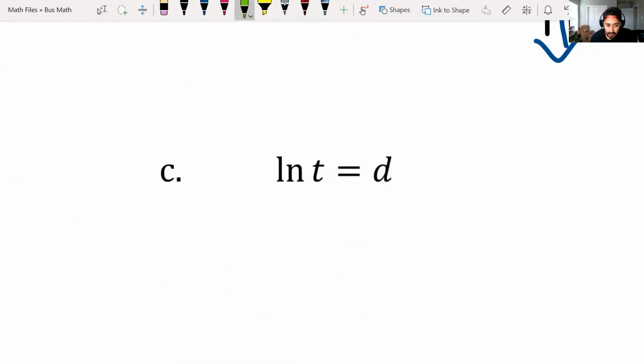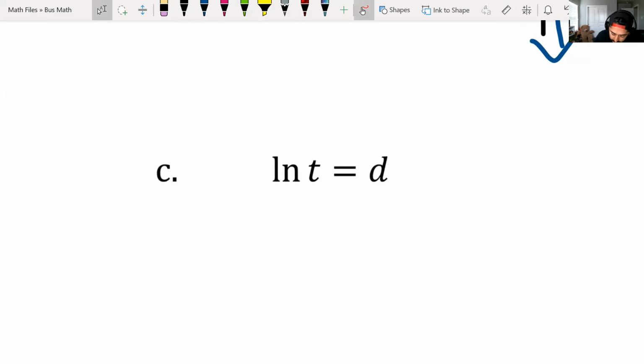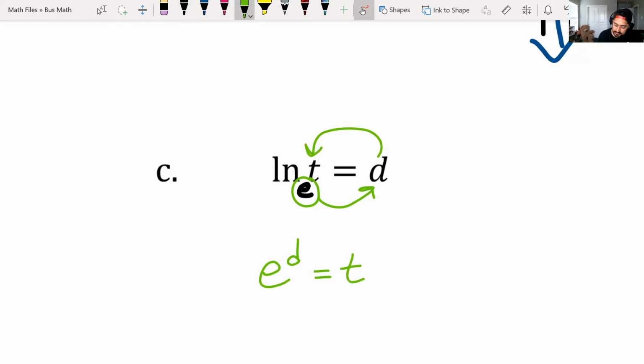So now we want to rearrange the natural log to exponential, and we say, hey, I don't see a base. Well, now we know that the base of the natural log is the number e. So we have the base there. Now let's convert from natural log to exponential. We take base e, raise it to the outside number of d. That gives me e to the d, set it equal to the inside number of t.